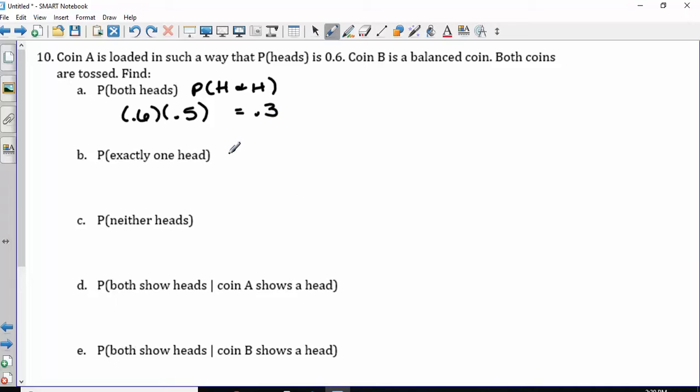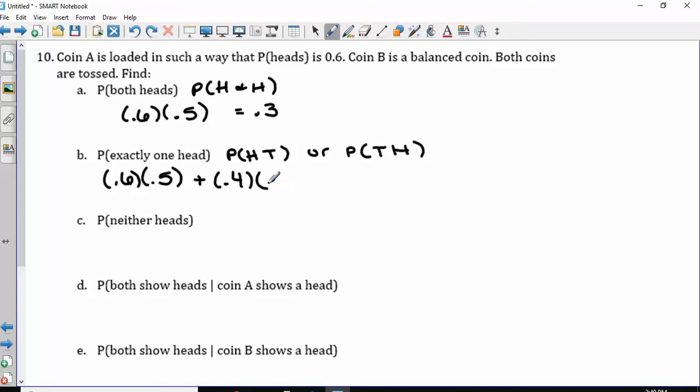Okay, exactly one head. That means it could be heads on the first and tails on the second, or it could be tails on the first and heads on the second. What's the probability of getting a heads on the first one and tails on the second? Or means plus tails on the first and heads on the second. What's the probability of that? 0.5. So you get 0.3 plus 0.2, so 0.5.